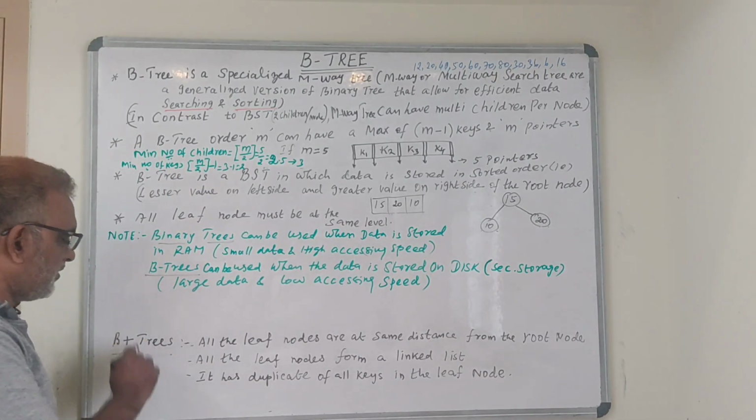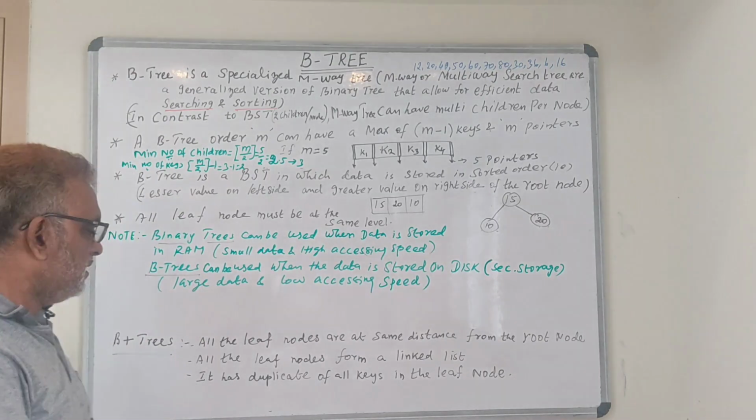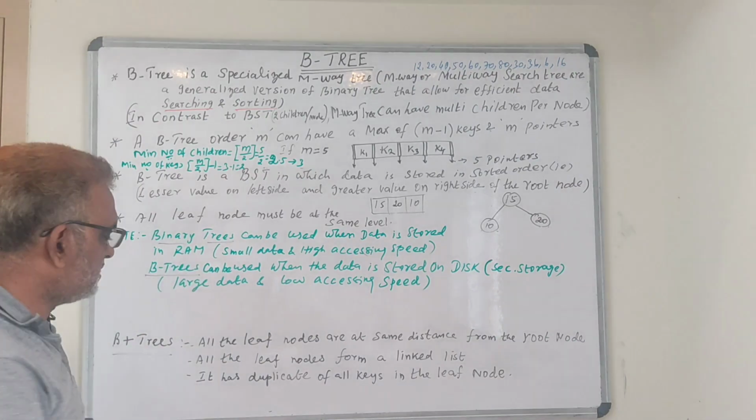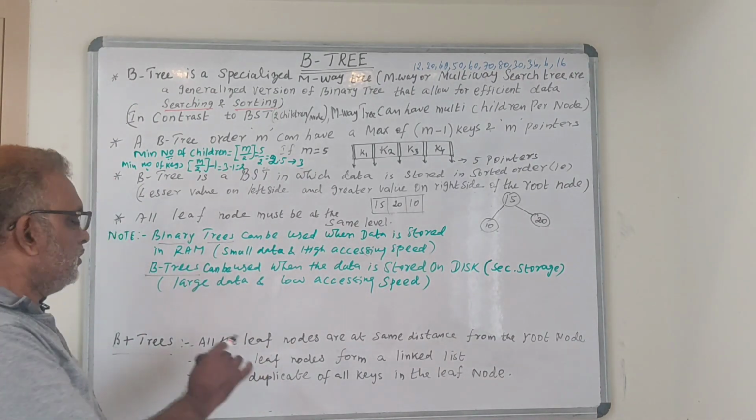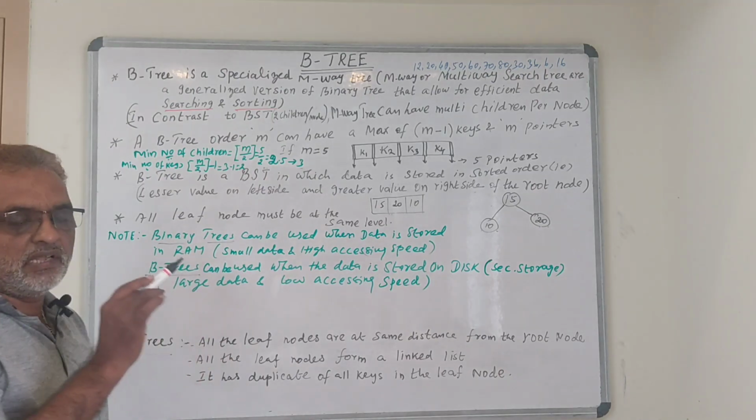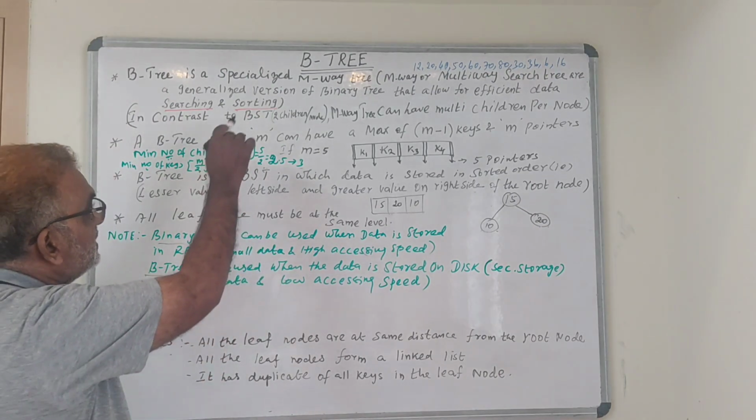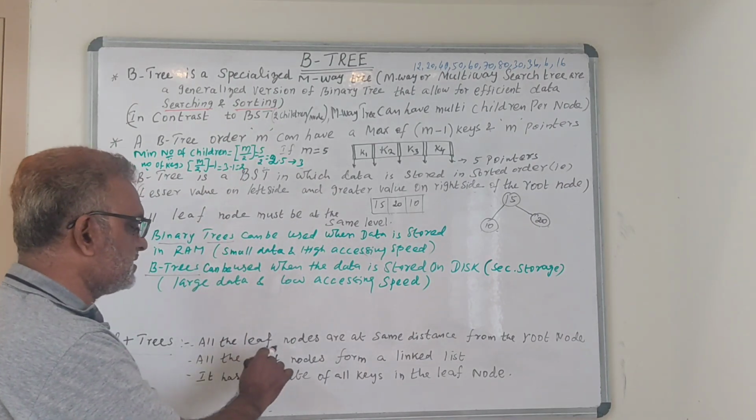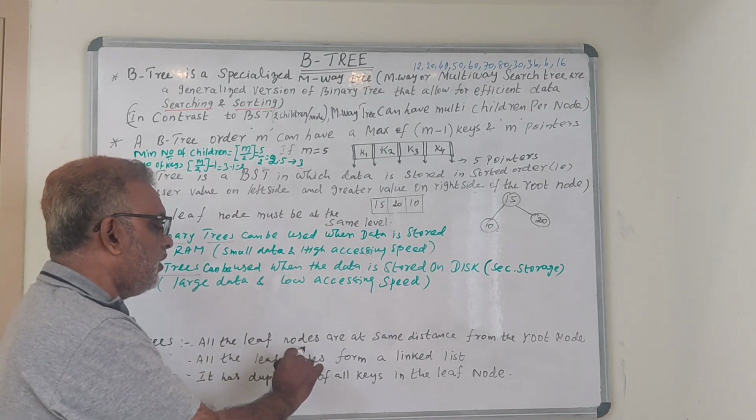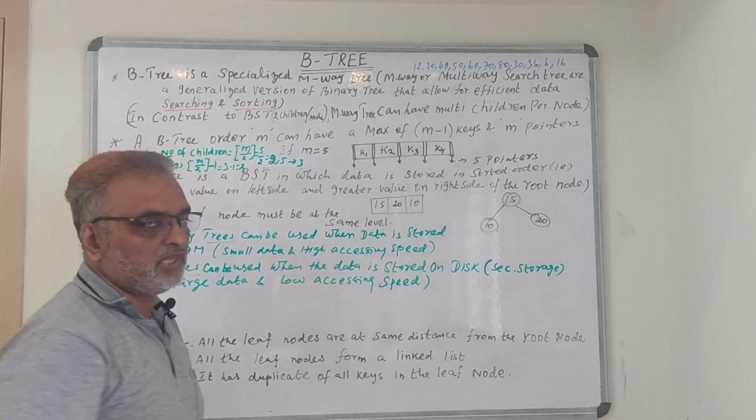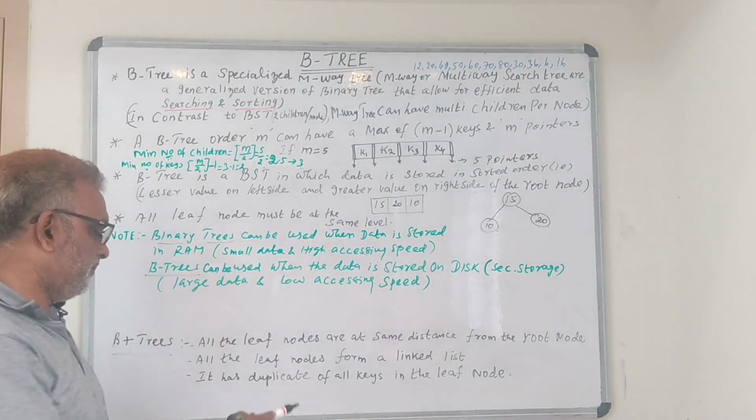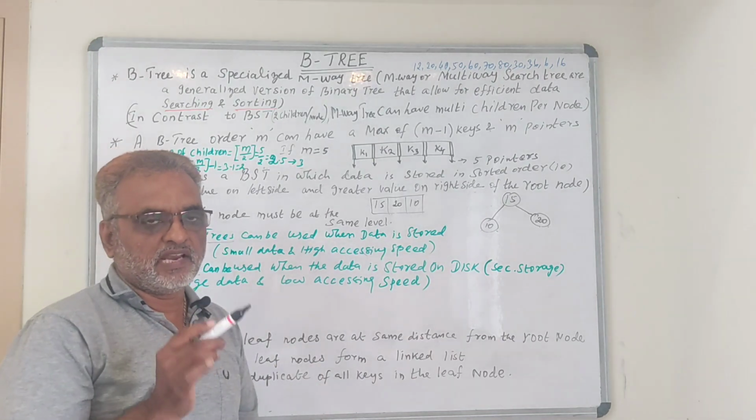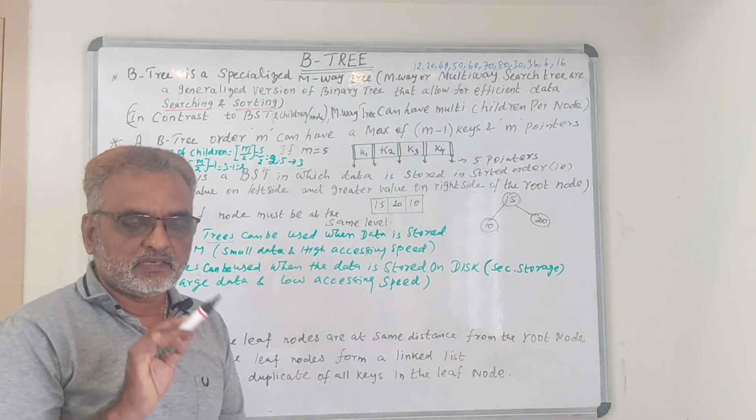The next advanced concept of the B tree is B plus trees. There are some differences between the B tree and B plus trees. Just let me explain. B plus trees are nothing but a descendant of the B tree. As far as the B plus tree is concerned, all the leaf nodes are at the same distance from the root node. That is one particular property. Then all the leaf nodes form a linked list, whereas in the B tree we don't have that linked list.